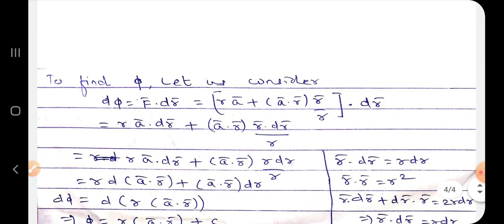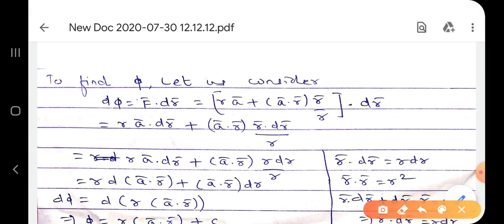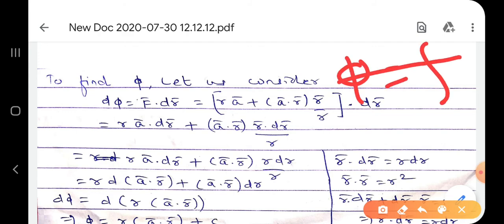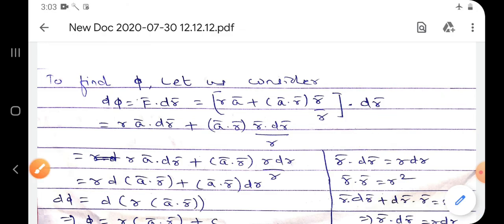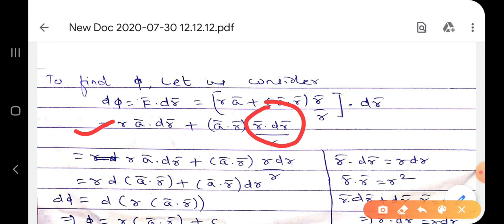Now to find phi, because there is no xyz here, the integration formula is not applicable, right? So instead of that, what we do, we just take d phi is equal to f bar dot dr bar, this concept. So here f bar is given as r a bar plus a bar dot r bar r bar upon r, dot dr bar. Again multiply that dot dr bar inside the bracket. So I get r a bar dot dr bar plus a bar dot r bar into r bar dot dr bar divided by r. So I get here this term r bar dot dr bar is equal to r dr.